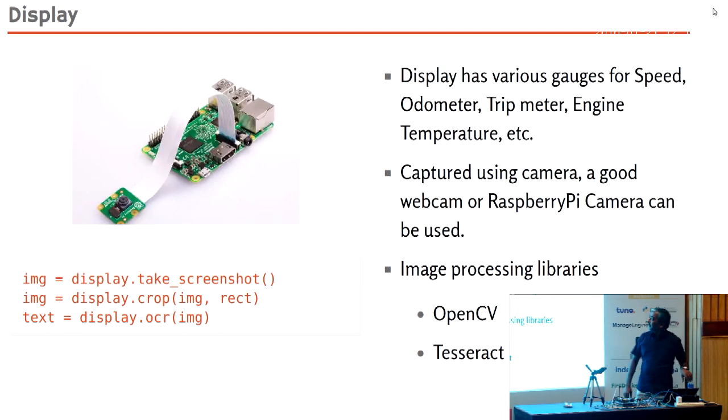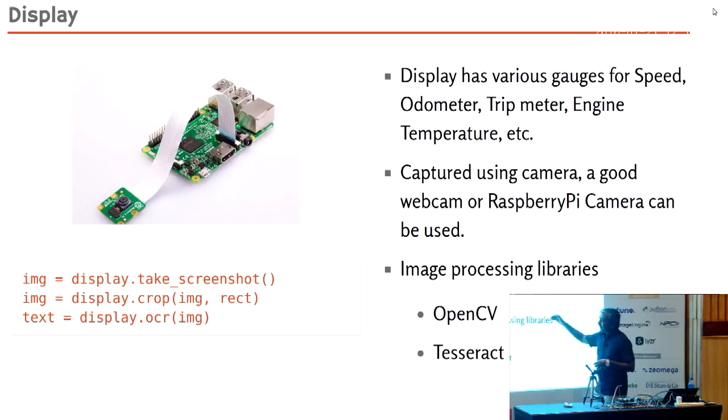The display, of course, is used for displaying gauges like speedometer, odometer, trip meter, and so on. So you could use a webcam to capture the contents of the display, or you could use something like a Raspberry Pi camera. It's an alternative that you use. In this case, we are going to use a Raspberry Pi camera to capture the display of this device. After we capture the display, we use existing image processing libraries like OpenCV and Tesseract to be able to interpret the content of the display.